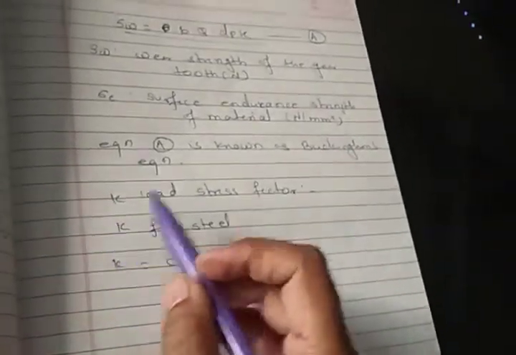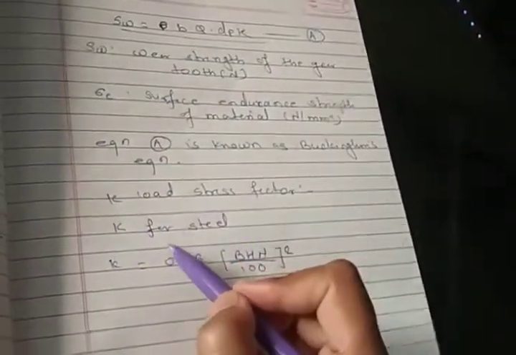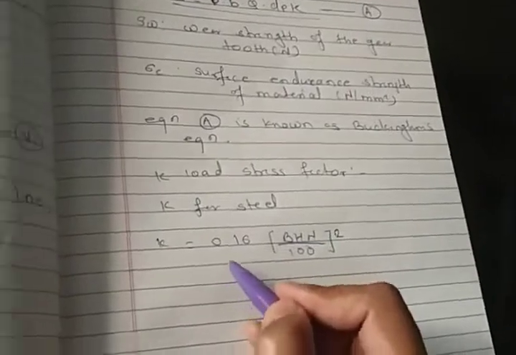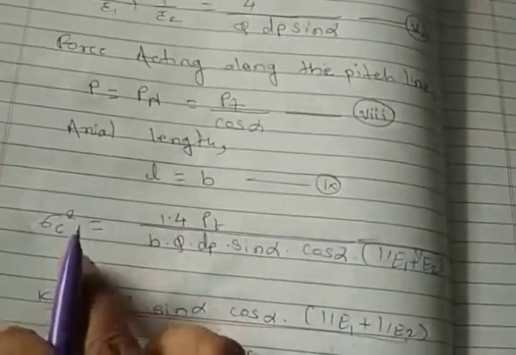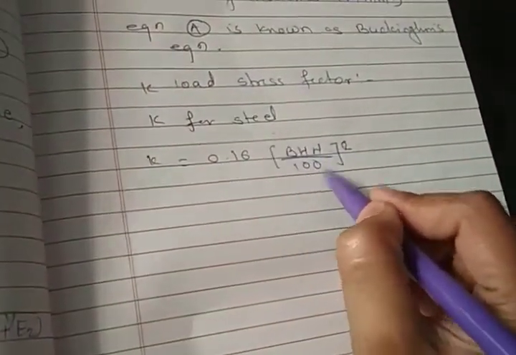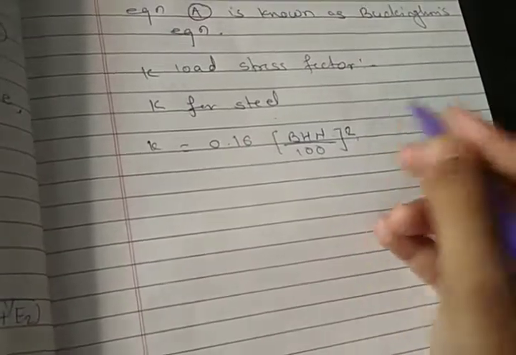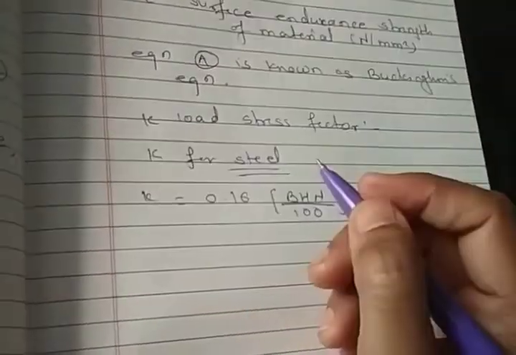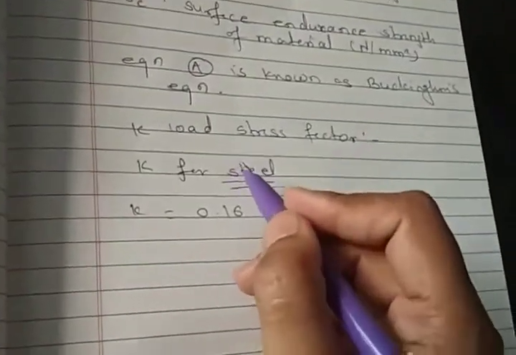And note this is the load stress factor for steel. When we put all the values in this equation, we'll get 0.16 times BHN divided by 100, bracket square, for steel, also when the pressure angle is 20 degrees.